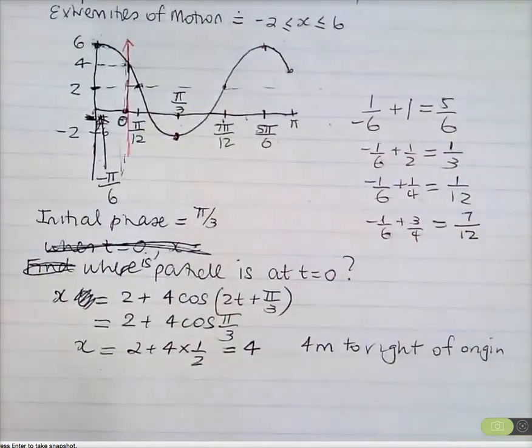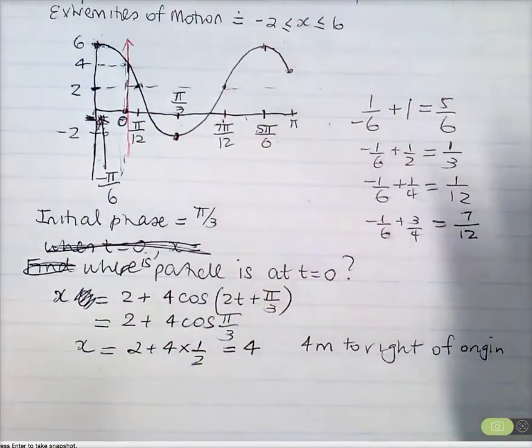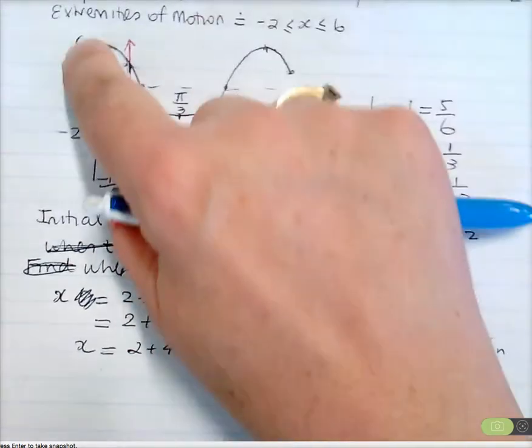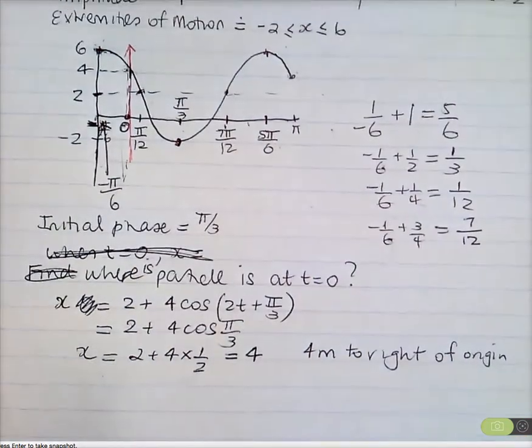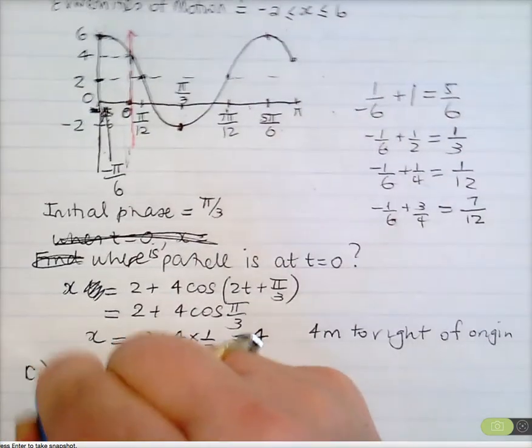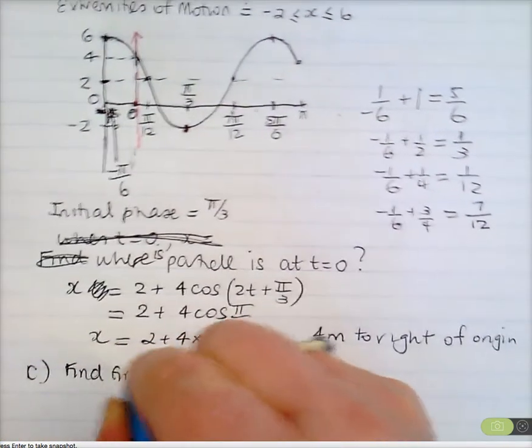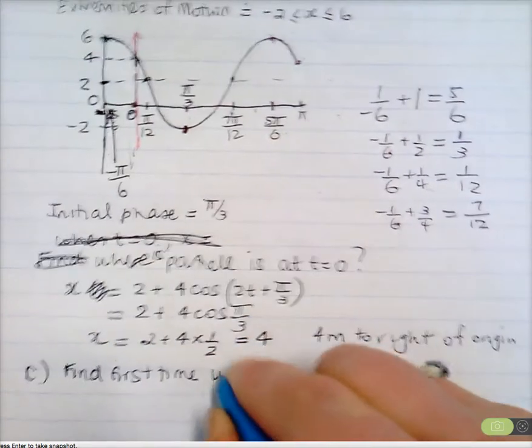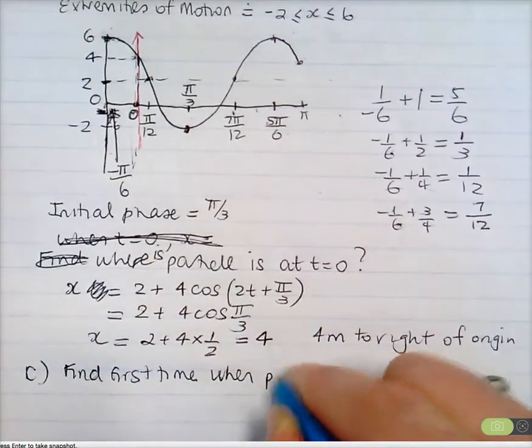No, it's not meant to be. I made it like that. Look, if that was just 4 cos 2t, I want you to find the first time when the particle is at the center of motion.